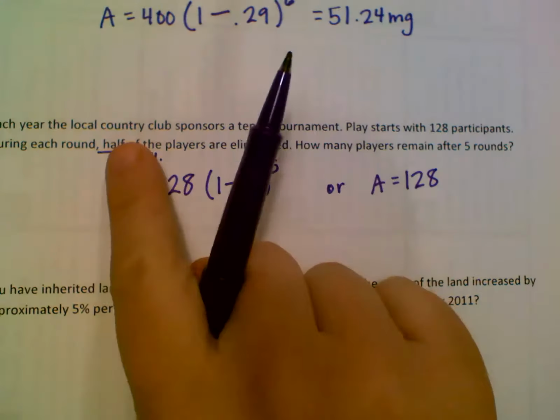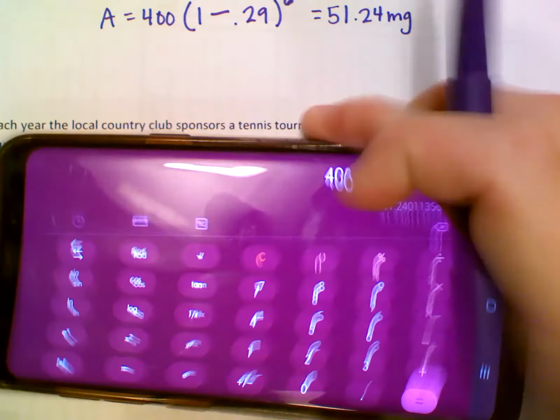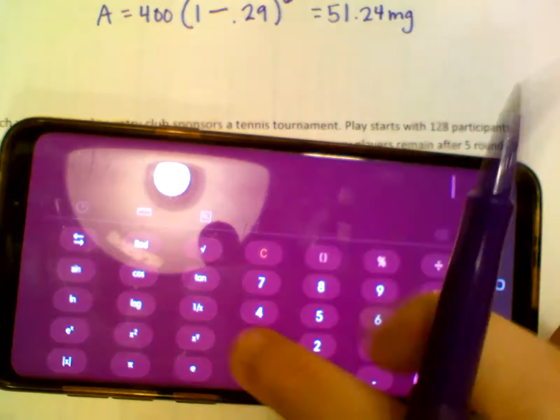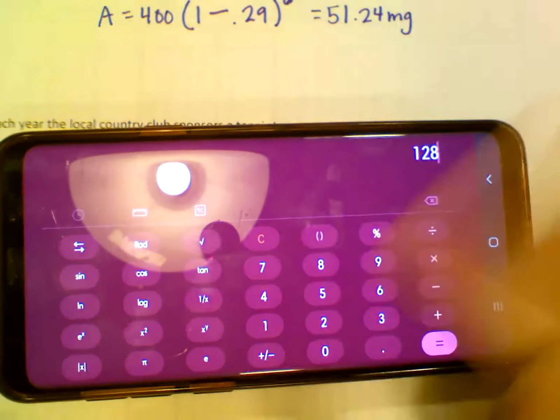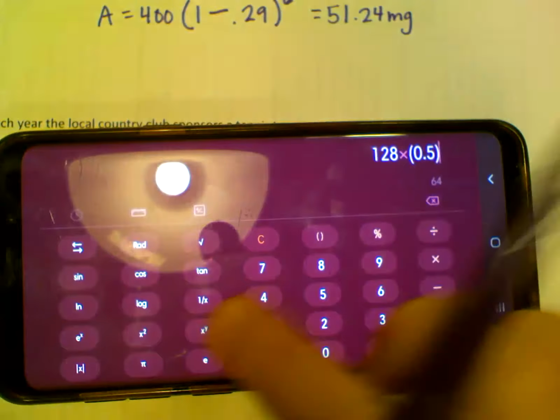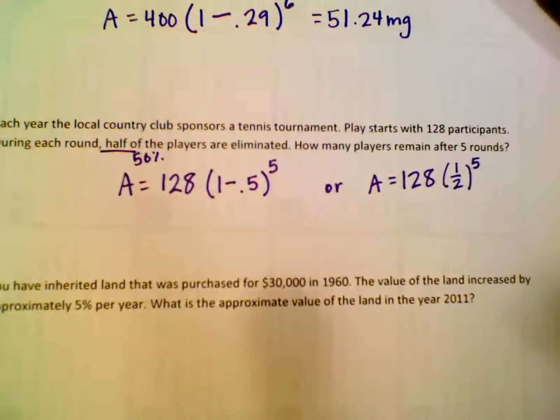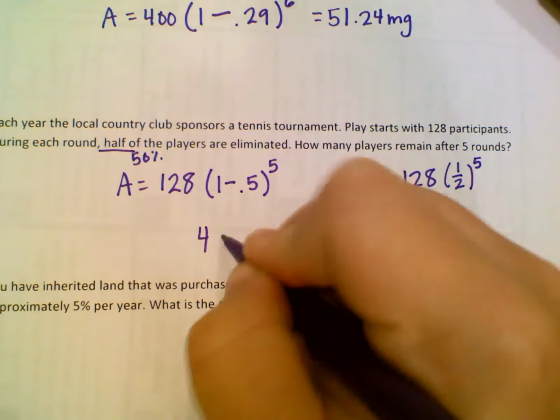So when you're talking about half, you could think about it as 50%, or you could think about it as just a normal exponential without a percent going in here and just use 1/2. Either one, they're exactly the same though. So we have 128 times 0.5 to the power of 5. And that is 4. So there are 4 players remaining.